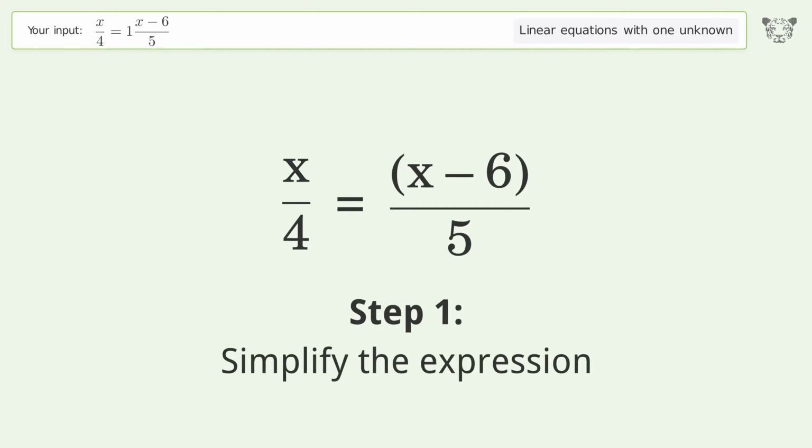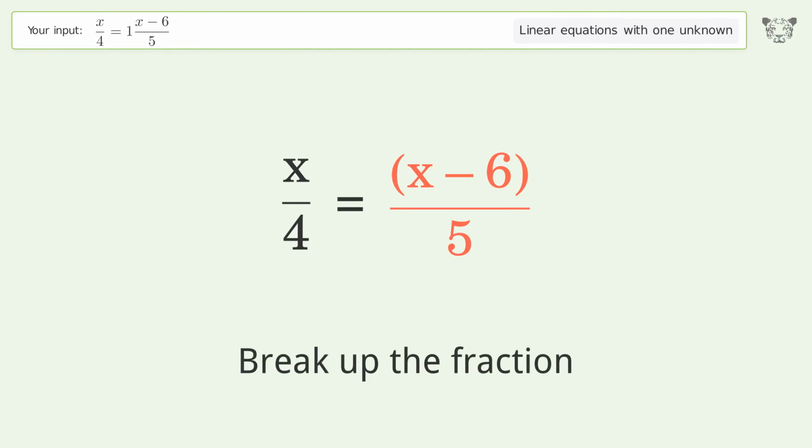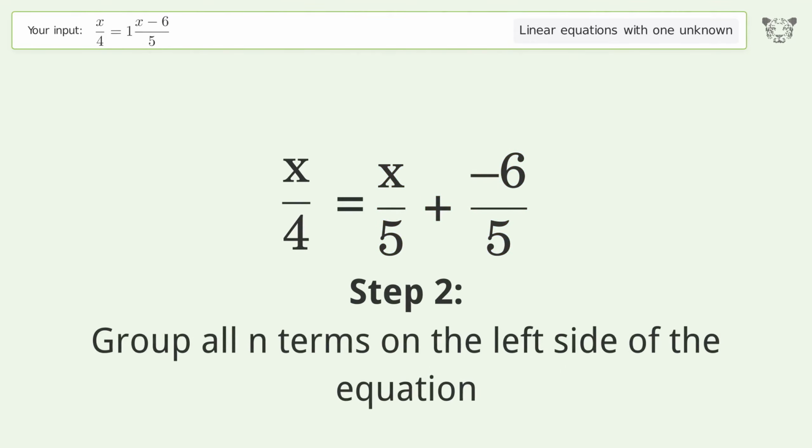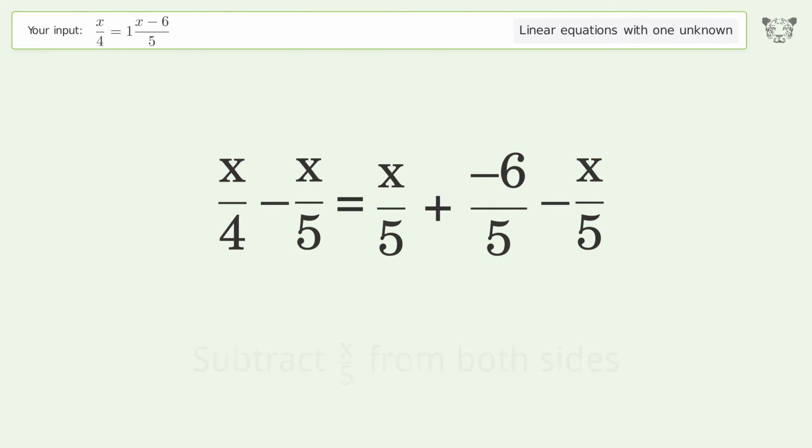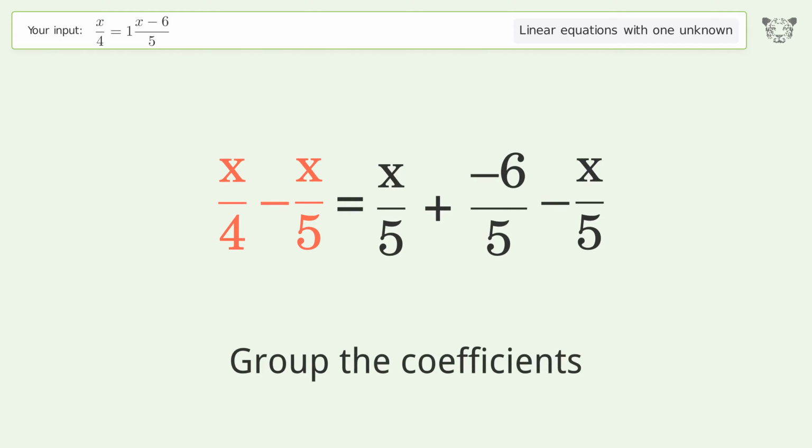Simplify the expression. Break up the fraction. Group all n terms on the left side of the equation. Subtract 10/5 from both sides. Group the coefficients.